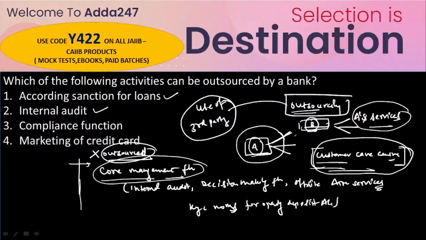Compliance functions cannot be outsourced by the bank, but marketing, if the item is marketing of the credit card, that comes under what can be outsourced by the bank. So the answer here is that marketing of the credit card can be outsourced by the bank.